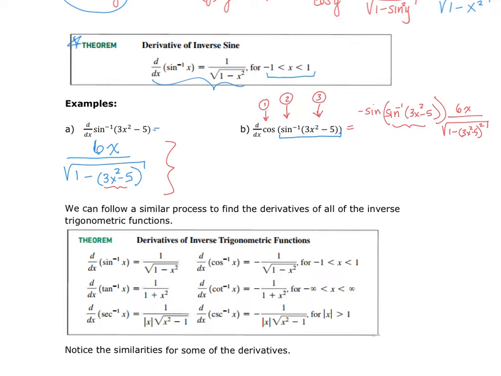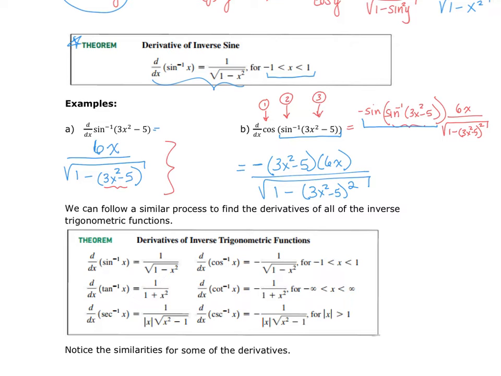Now, we're going to look here at the sine of the inverse sine. Well, the sine of an inverse sine of a function is just that function. So our final result here is going to be negative 3x squared minus 5 times 6x divided by the square root of 1 minus 3x squared minus 5 squared.